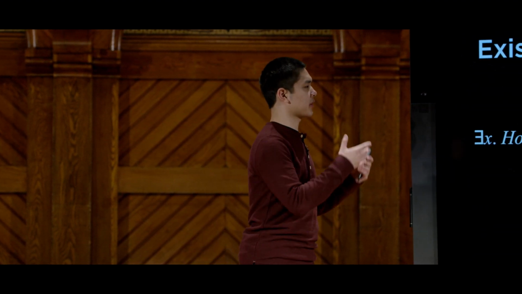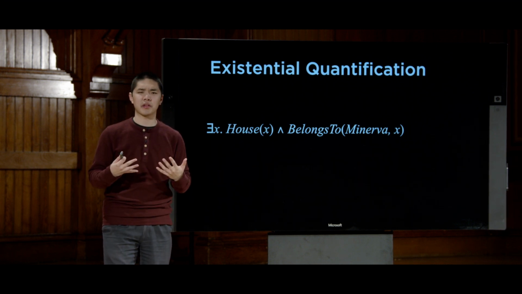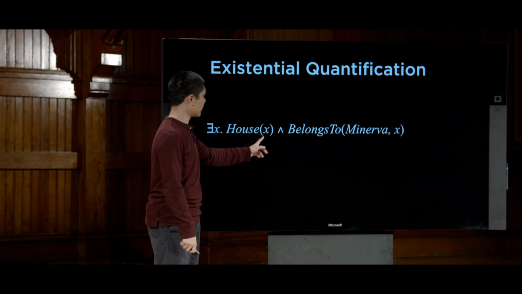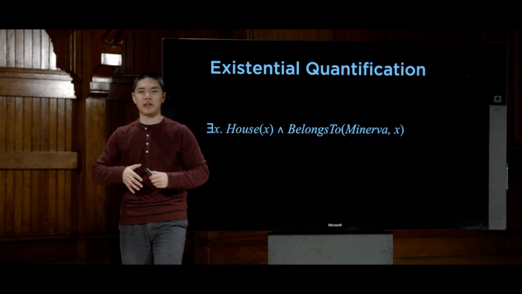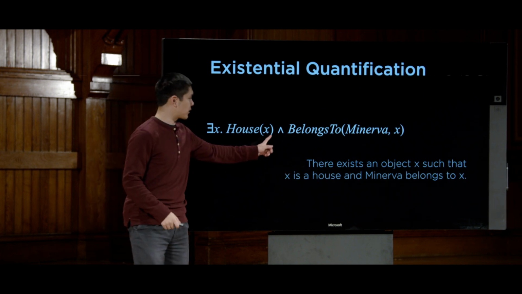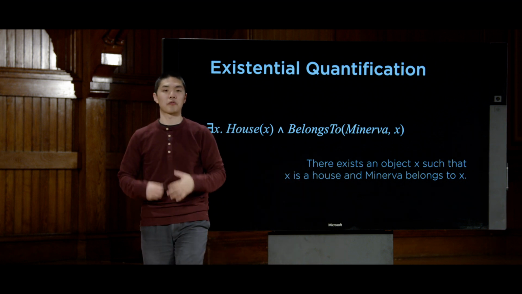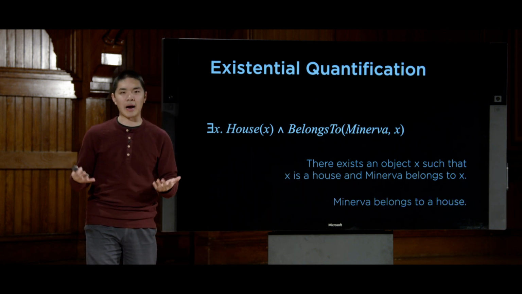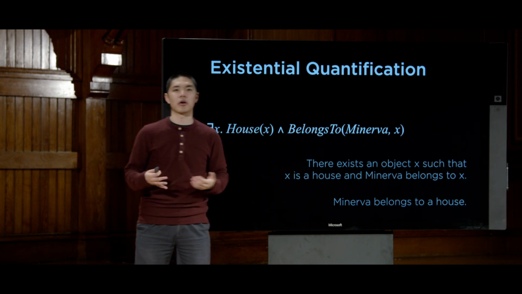One such sentence looks like this. There exists an x. This backwards E stands for exists. And here we're saying there exists an x such that House(x) and BelongsTo(Minerva, x). In other words, there exists some object x where x is a house and Minerva belongs to x. Or phrased a little more succinctly in English, I'm here just saying Minerva belongs to a house. There's some object that is a house and Minerva belongs to it.